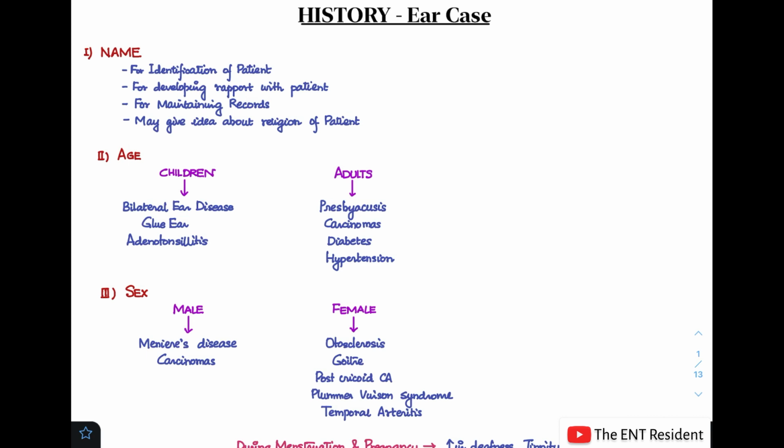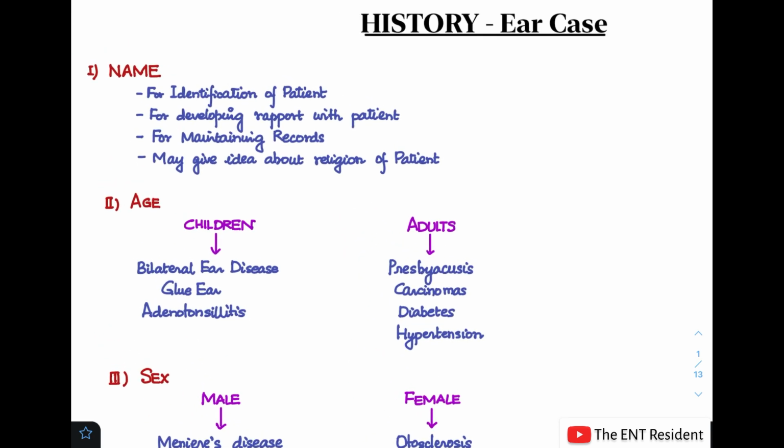Now why do we need to know the name of the patient? First, it helps with identification of the patient, for developing a rapport with the patient, for maintaining records, and it can give you an idea about the religion of the patient. Next, coming to age. There are certain diseases that happen more commonly in children and there are certain diseases that happen more commonly in adults. So the age can help you in guiding towards the provisional diagnosis.